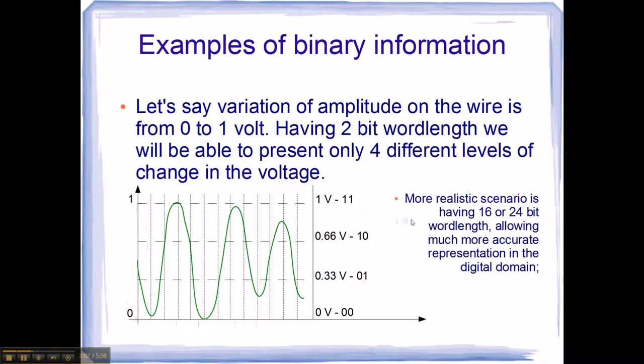This is not a realistic scenario in the real world, so usually word lengths of 16 and 24 bit are used, which allows really high accuracy representation in the digital domain, and the number of combinations you could have would be 2 to the power 16 or 2 to the power 24.